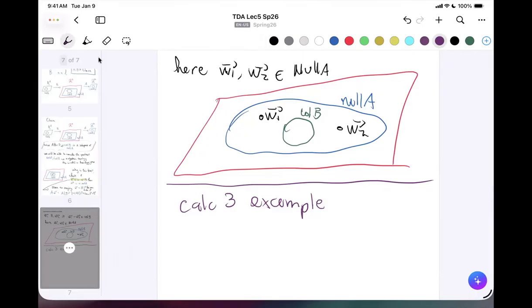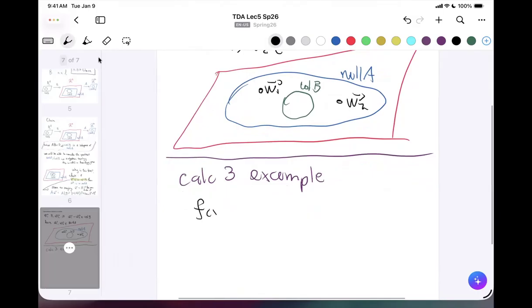So if you have a function in Calc 3, a function that depends on x, y, and z, hopefully someone remembers this. If you have a scalar function, how can you produce a vector out of it? You can take the gradient of the function. The gradient is an important vector. It's not just any random vector, it's a vector field, because it's not a single vector but a bunch of vectors.